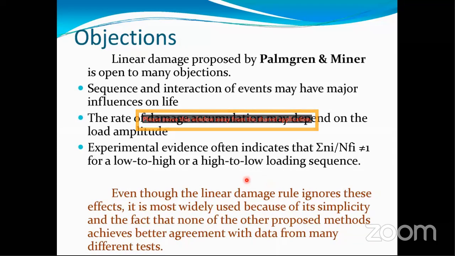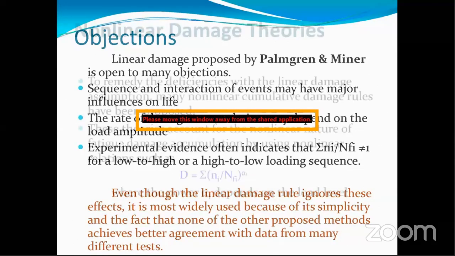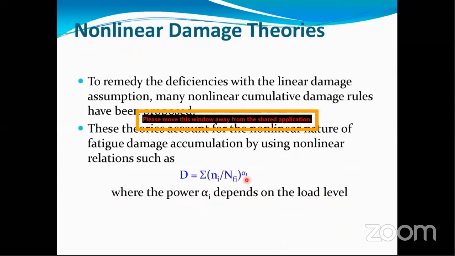Despite all this lacuna, because of the simplicity in these calculations, and other proposed methods are also not in better agreement with the data from different tests. So because of the simplicity and availability of data, Palmgren-Miner is widely used, even though it is a linear damage rule. So for information, I'm presenting some non-linear damage rules also. Here we can see this alpha depends on the load level, which was ignored by Palmgren-Miner in his rule.